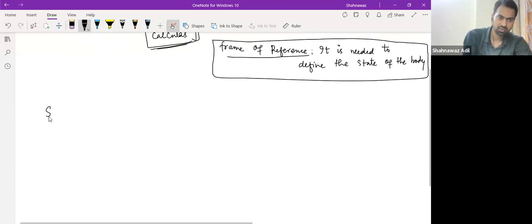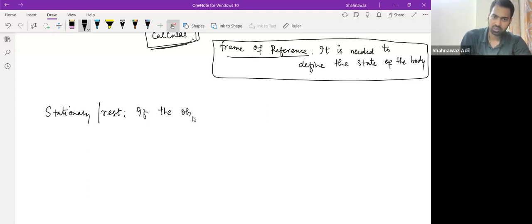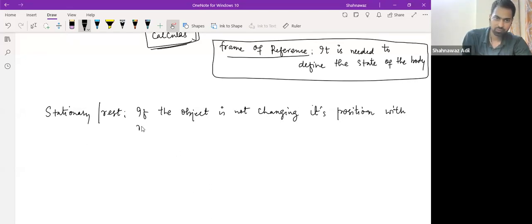So, stationary or rest? If the object is not changing its position with respect to time and frame of reference.